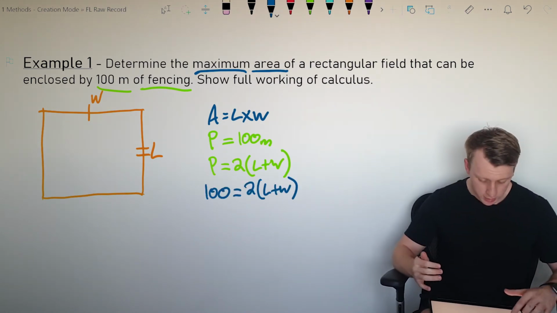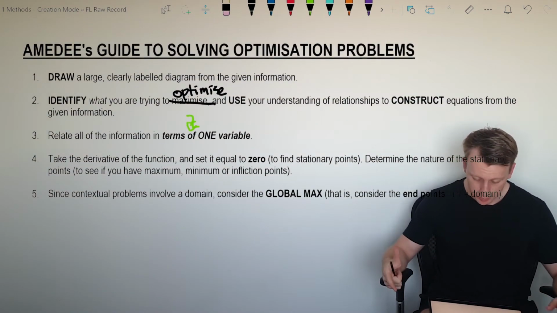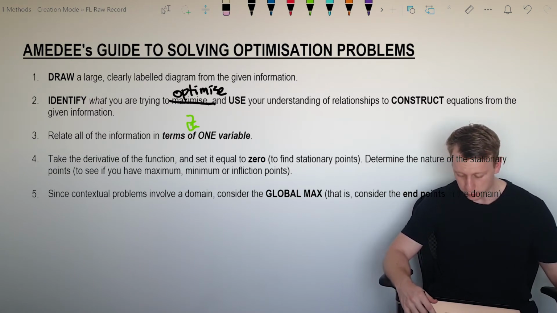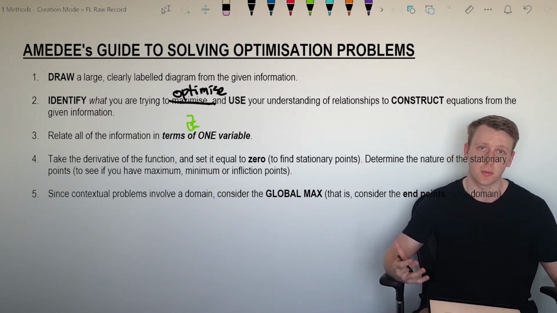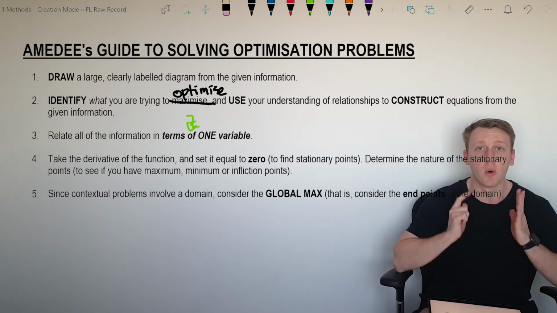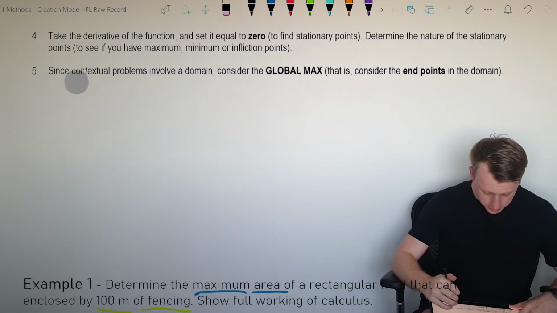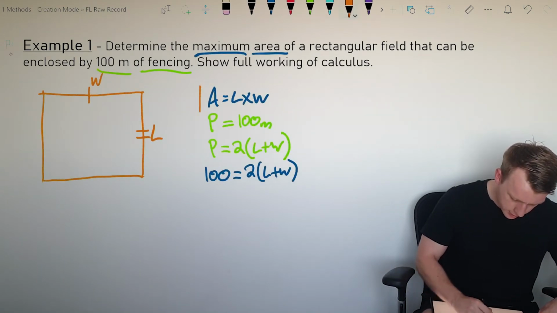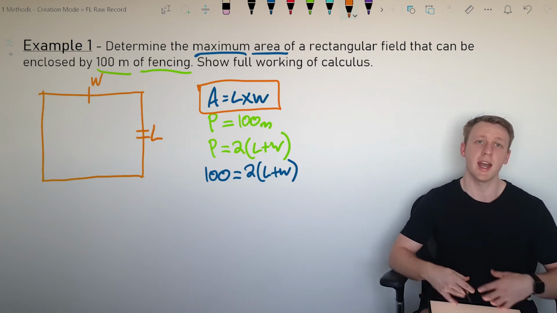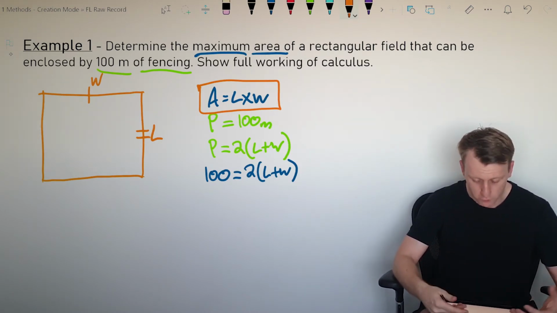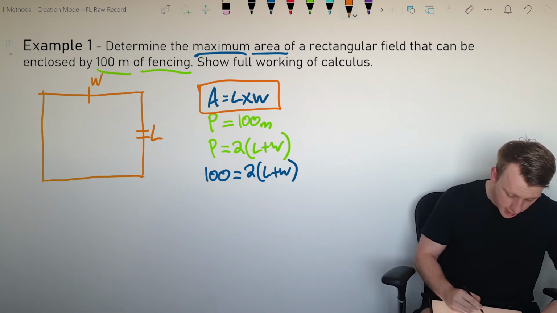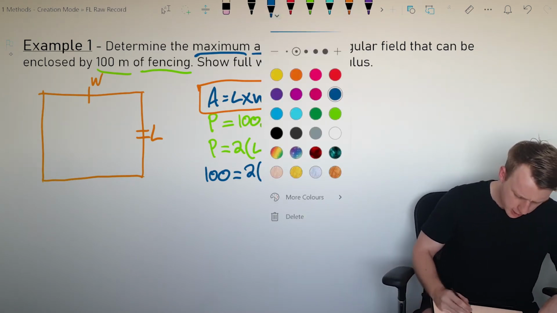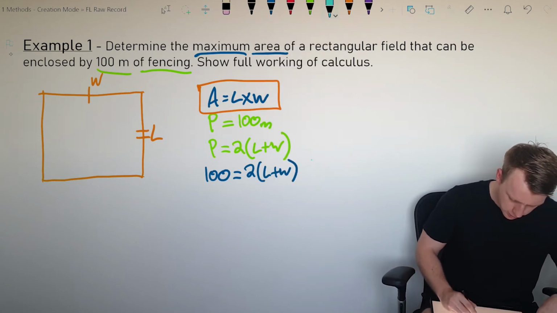What I need to do here is I have done step number 1. I've drawn a diagram. Step number 2, I'm using my understanding of relationships. That's knowing what the area formula is, knowing what the perimeter formula is. I've constructed equations from my information. Step 3, I need to get all of this stuff in one variable. Now, I am trying to maximize the area. So I want to have the area as a function of one variable. At the moment, the area is a product of length and width. That's 2 variables. Let me see if I can do a bit of substitution here with my constraint.